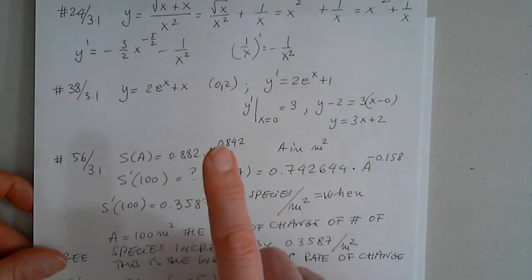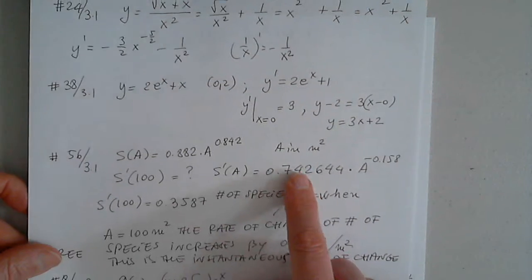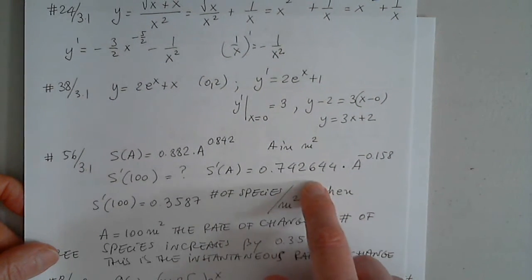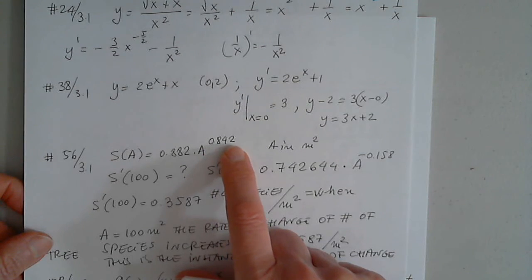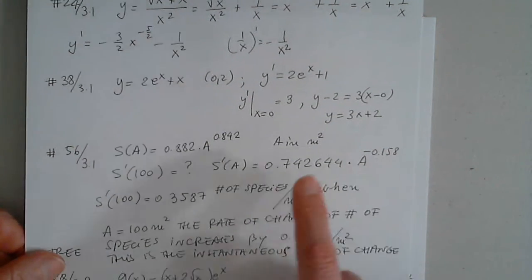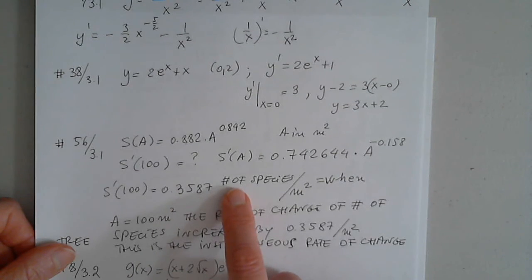This is a function. We are asked to differentiate it. We bring down the power. We multiply. We get this number, and we subtract 1 from the power. 0.842 minus 1 is this. We are asked to plug in 100. We got this. This is the measurement unit.